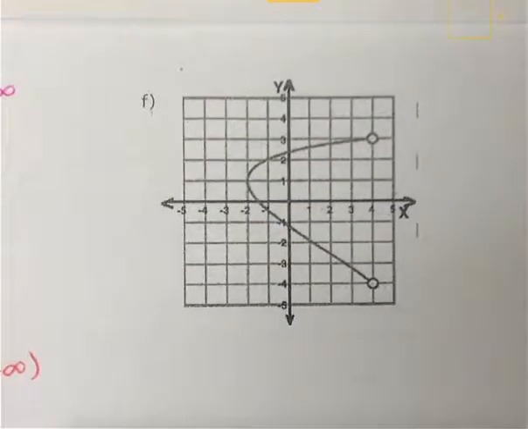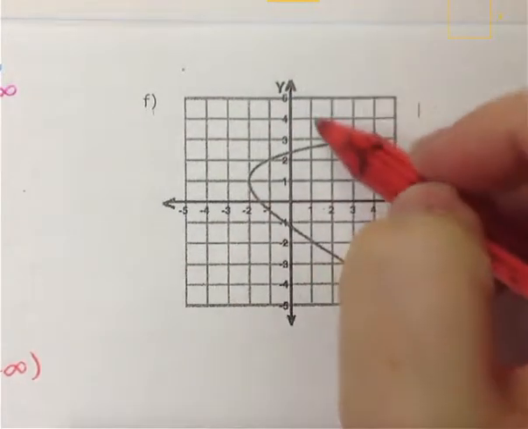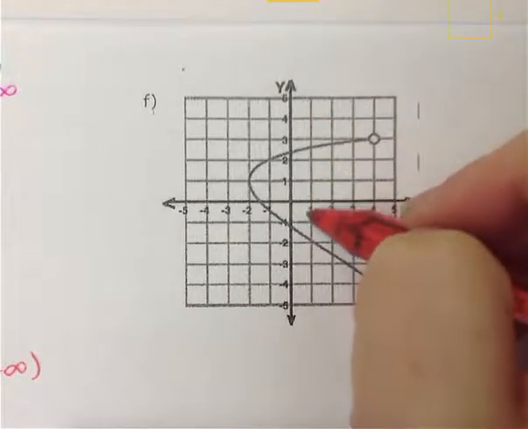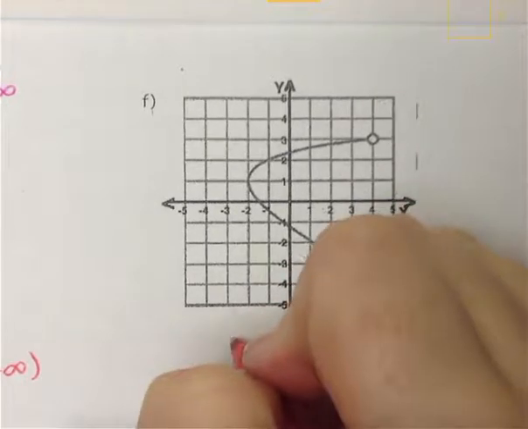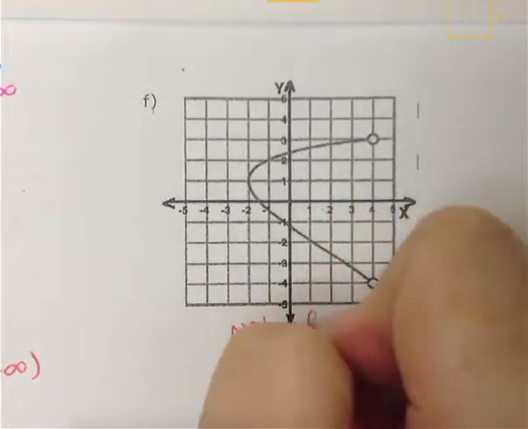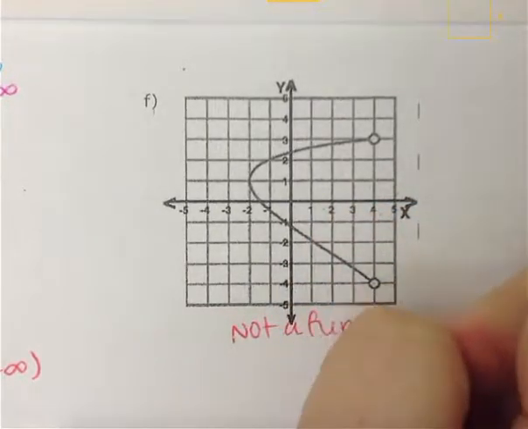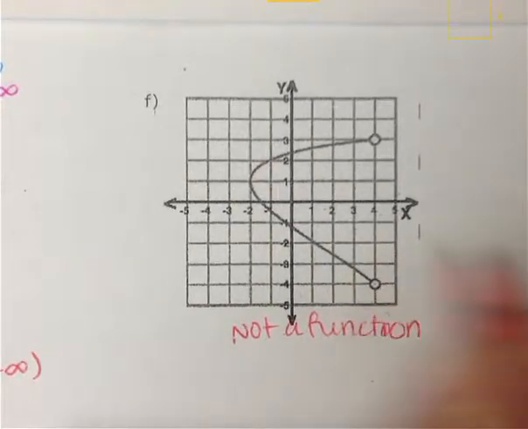This next example, look to see vertical line. If I draw a vertical line here, it will cross this graph twice. Therefore, it is not a function. It still has a domain and range. It is just not a function.